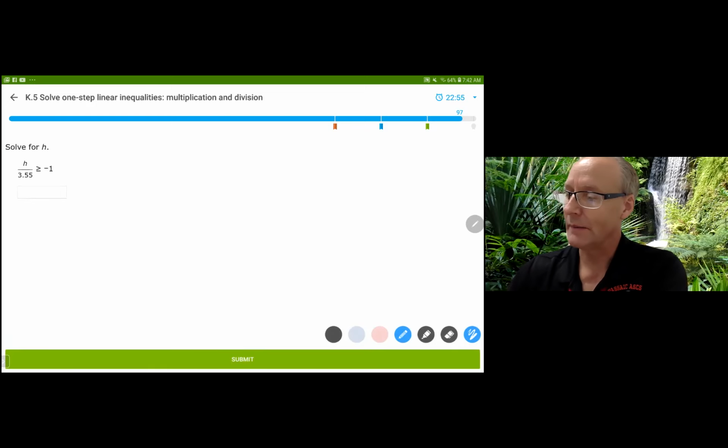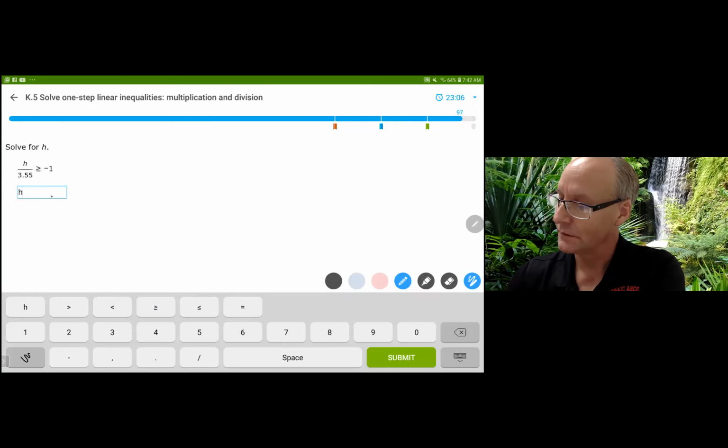And we're going to multiply by 3.55 on both sides. Here's that mistake again. We don't change the sign. H is greater than or equal to -3.55. We do not multiply by a negative on both sides. We multiply by +3.55 on both sides. So the sign stays.